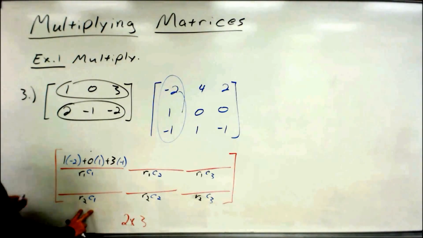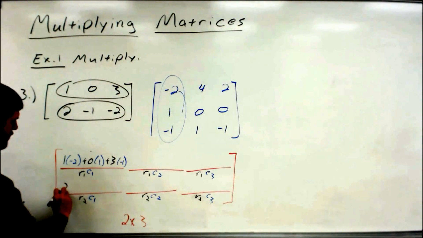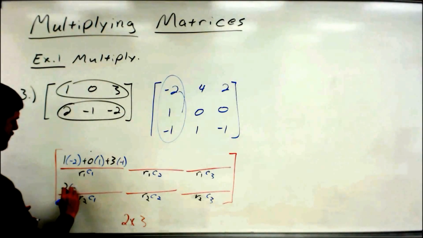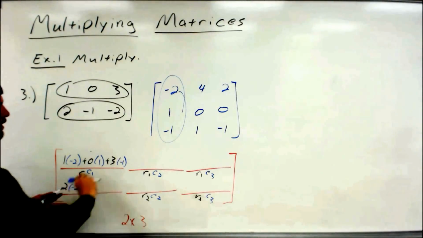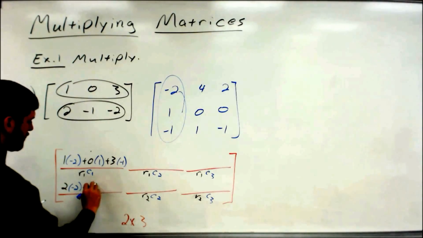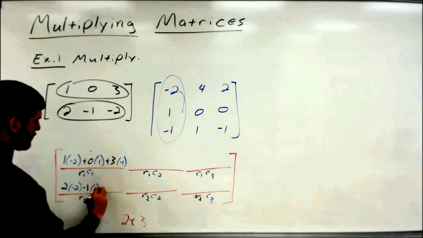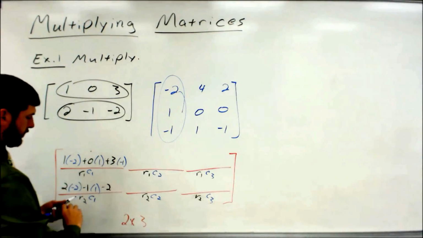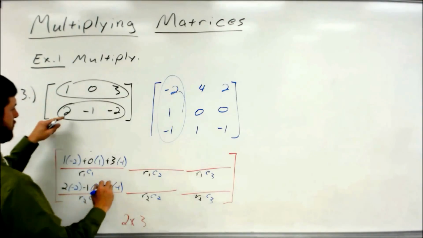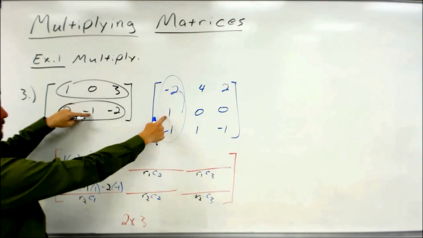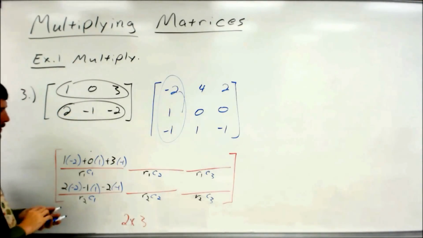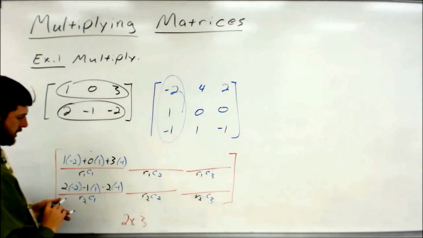So row 2 with column 1. So 2 and -2, -1 and +1, -2 with -1. So remember, we're just going to work our way across the rows and down the columns. 2, negative 2, negative 1, 1, negative 2, negative 1. Now let's move to the second column.